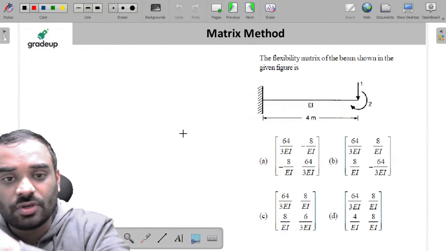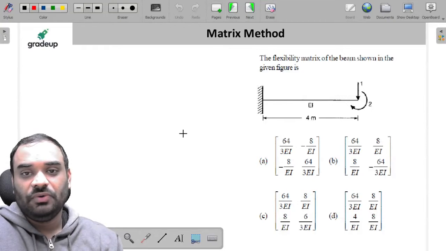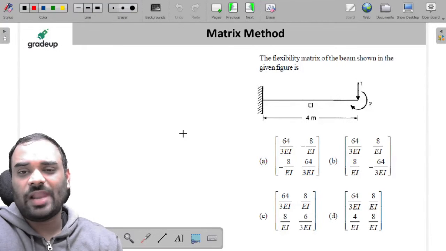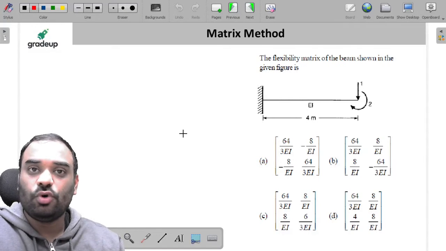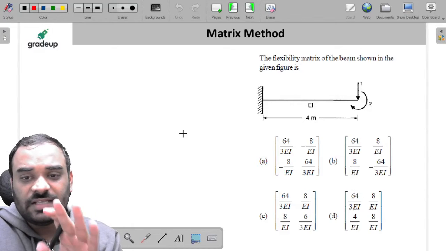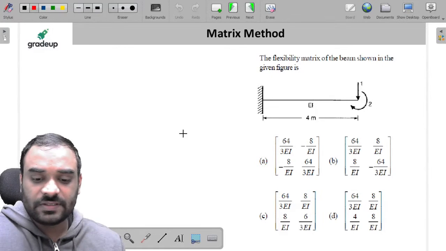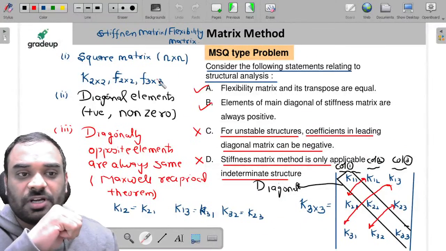Understood? Okay, sir. Now this is the question, my dear friends. Flexibility matrix. Now what we have to do to find out the flexibility matrix over here? Listen carefully, my dear friends. Just remember these properties first.